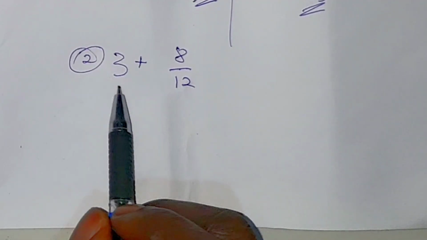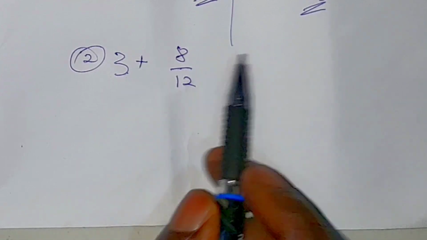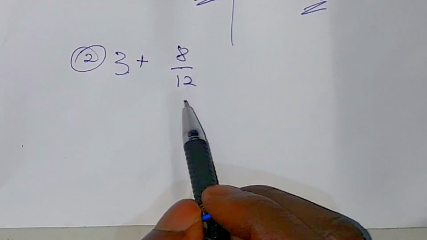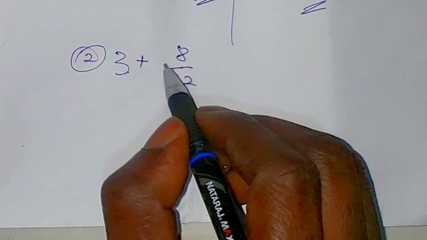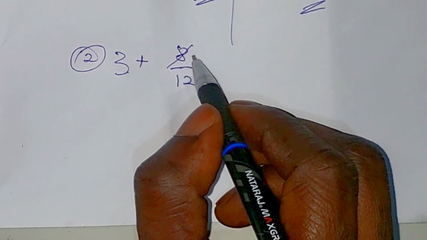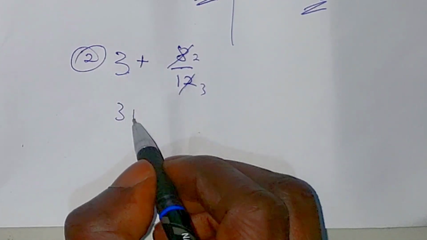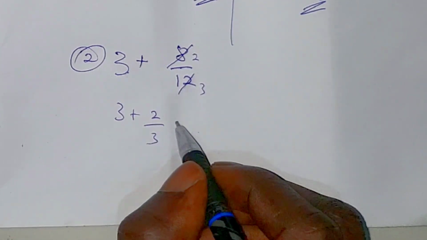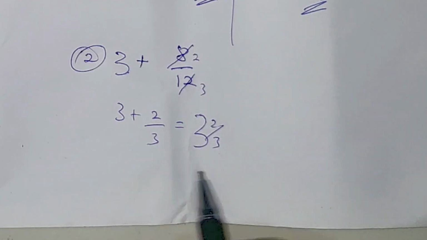All right, so we have 3 whole number plus 8 over 12. Now this fraction here can be simplified. If you simplify 8 over 12, you're going to get 2 can go here. No, 4. Let's use 4. 4 can go here. 4 times 2 is 8, and 4 times 3 is 12. So we get 3 plus 2 over 3. And that answer becomes 3 whole number 2 over 3. So that's it.